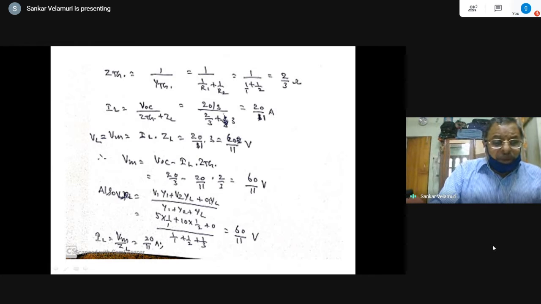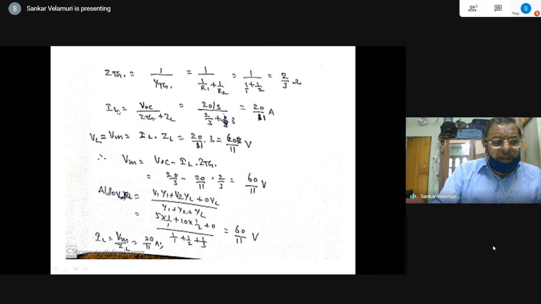So that means this includes YL as well. This 0 is considered because, assuming the load has no current generator there, the current generator is 0, multiplied by YL. So that is included in the denominator. That is Thevenin's admittance, Y Thevenin plus YL. So that is the same as 60 by 11. And IL is equal to Vm by ZL.